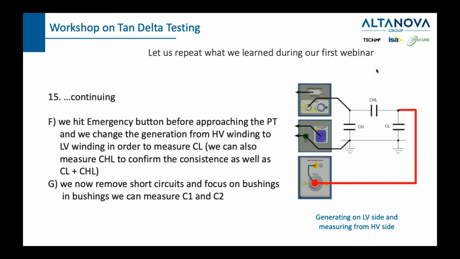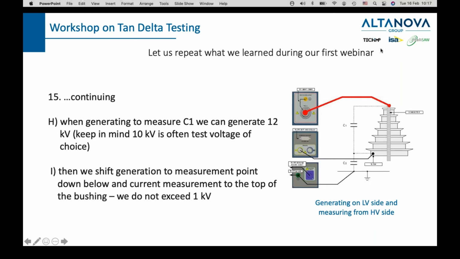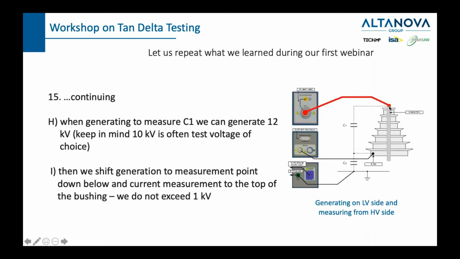If there are no bushing taps, sometimes you can also use a hot collar, and if you're doing that, you need to clean the insulation of the bushing properly. So this is how we do the test on the bushing. This is C1 from the top of the bushing all the way until the tap, and then from the tap to the ground. This is what the bushing looks like. And we can generate 12 kilovolts if our nominal voltage is more than that, and very often 10 is the standard in that case, when we are measuring C1.